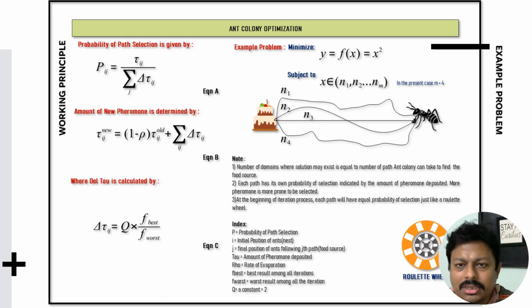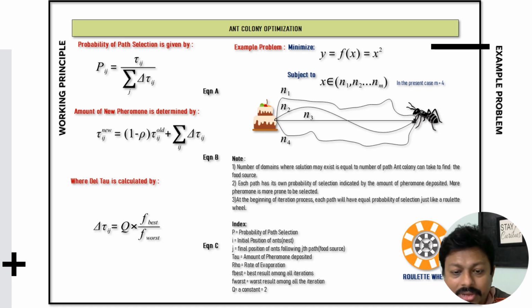So let us first discuss the working principle of this method with a real life example. Let us say there is a function y is equal to x square. Our goal is to minimize this function. Now the constraint is x can have a value equal to n1 or n2 or n3 or nm. So for this case we have taken that n can have 4 different values.